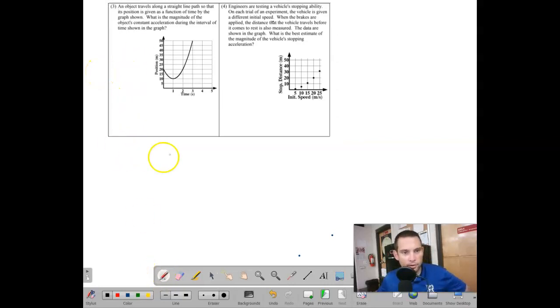On to this third one. An object travels along a straight line path, so its position is given as a function of time by the graph shown. What's the magnitude of the object's constant acceleration during the interval of time shown in the graph?